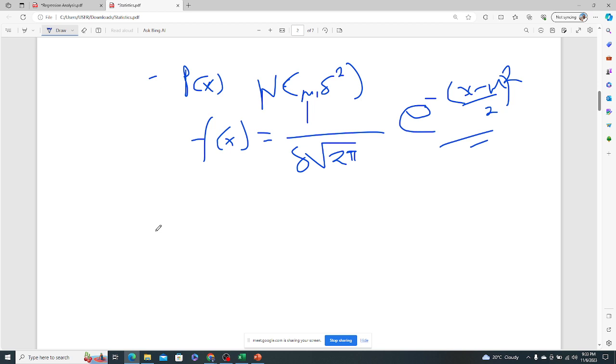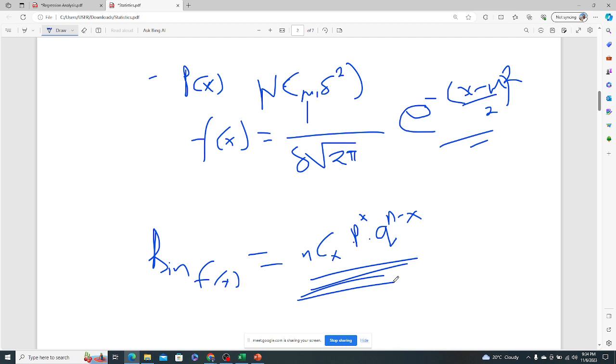Then we have binomial. For the binomial distribution, we know that the function of x will be given by n combine x, multiplied by p, which is the probability of success, raised to x, multiplied by the probability of failure raised to n minus x. I can remember this well.